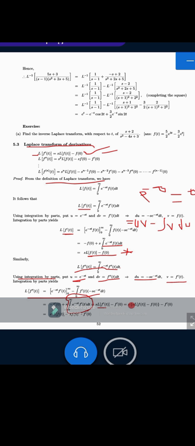So which will be equal to, we know that the Laplace transform of f prime of t is the one that is given here. So we are multiplying it by s, and then minus f prime of 0. So if you open this bracket by multiplying all through by s, then you'll have s squared Laplace transform of f of t minus s f of 0 minus f prime of 0.